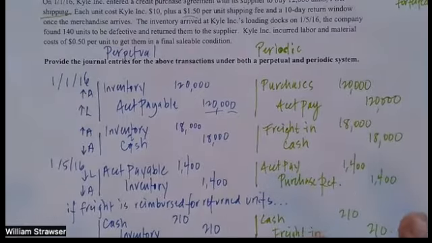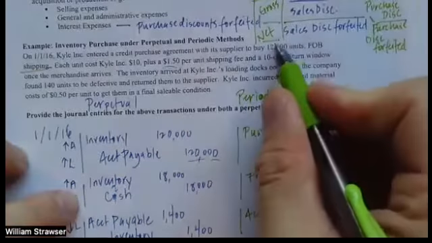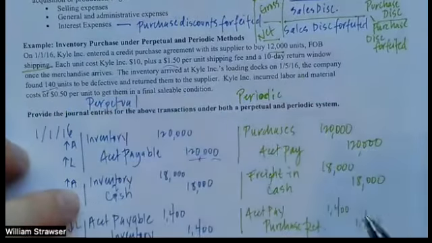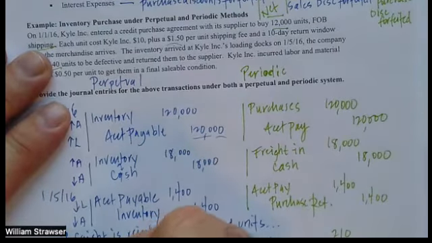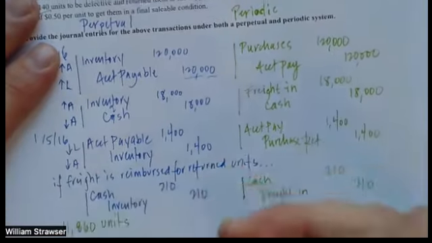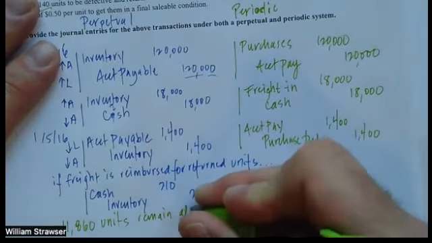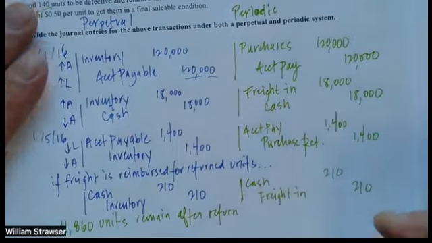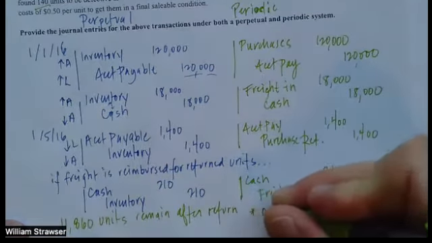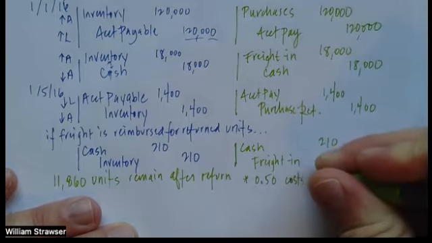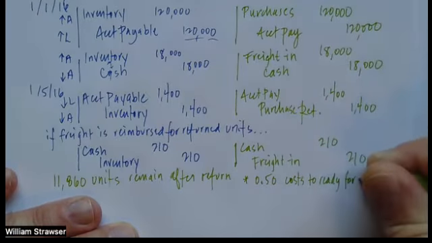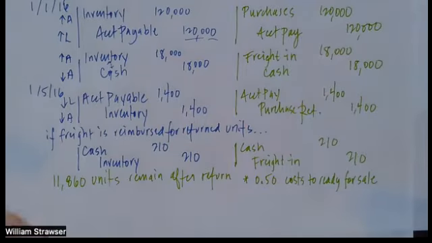And if they incurred labor and material costs of 50 cents per unit to get these items in a final sellable condition, well, they had 12,000 units. They sent back 140. That nets them 11,860. So 11,860 units remain after return. And we have 50 cent costs to ready for sale. And I know from my discussion above, I got to include that in my inventory.